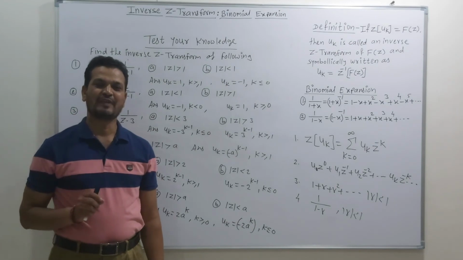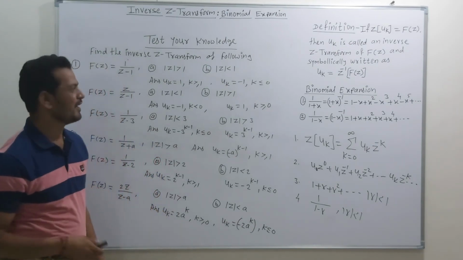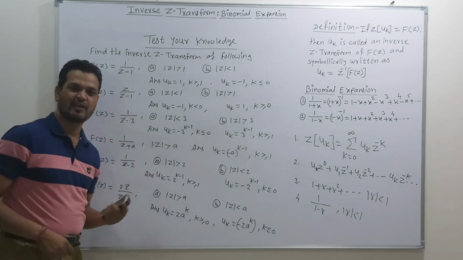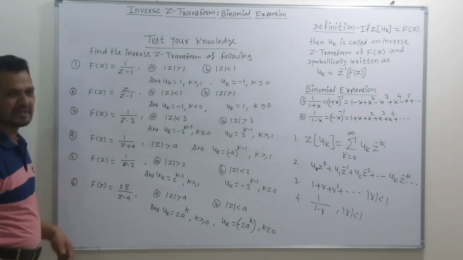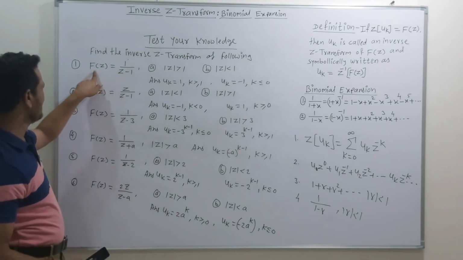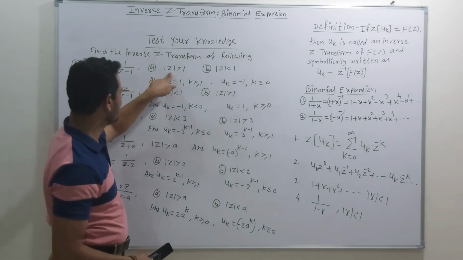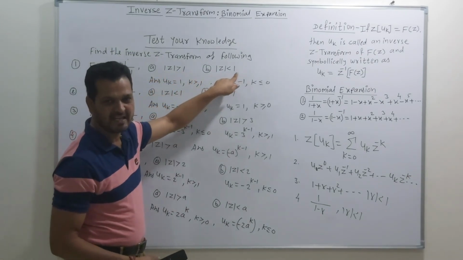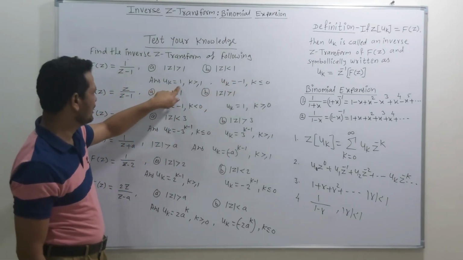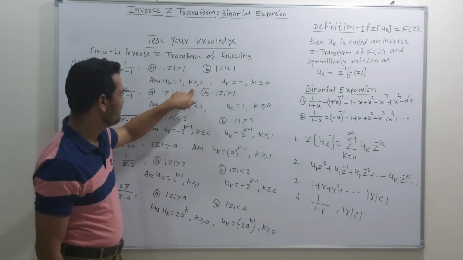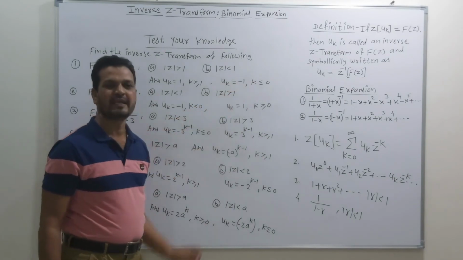Now friends, after solving 3 important examples, time is to test your knowledge. So for testing your knowledge purpose or for your practice purpose, total 6 examples are given. So first example is f of z is equal to 1 upon z minus 1, where mod of z is greater than 1 and mod of z is less than 1. Answer is that we get inverse z transformation as sequence uk is equal to 1 for k greater than 1, and the value for this second condition is that sequence uk is equal to minus 1 for k is less than 0.